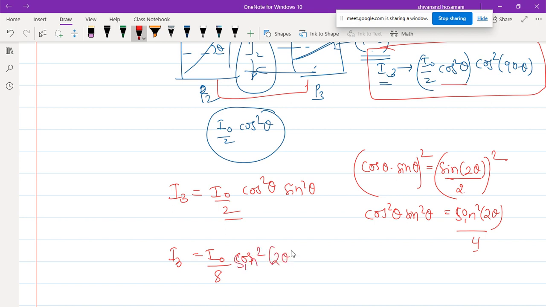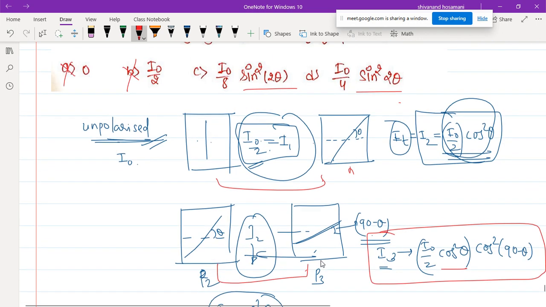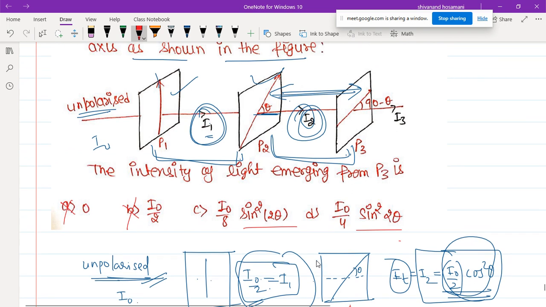So that is the exact answer. What is the answer? That is the third option. Yes, that is the third option.